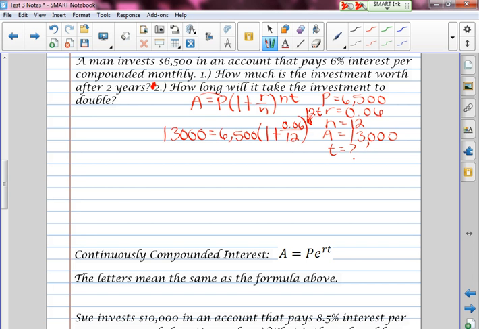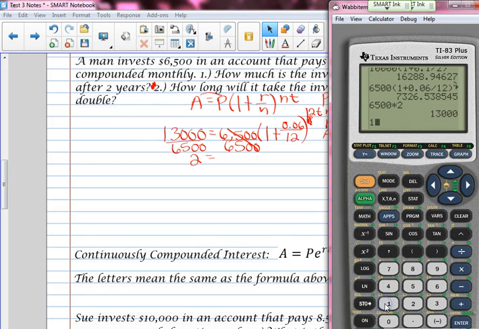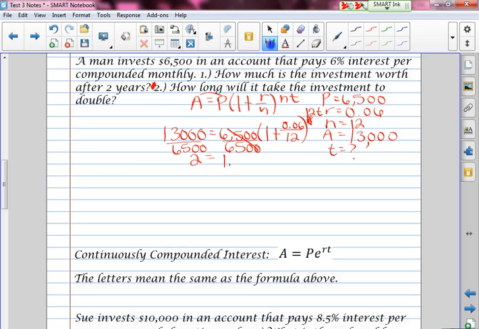All right, and I need to solve this equation. The first thing I need to do is get the exponential expression by itself. So I need to divide by 6,500 on both sides. Well, 13,000 divided by 6,500 is 2. And I need to simplify what's in the parentheses: 1 plus 0.06 divided by 12 gives me 1.005, and that is raised to the 12t power.